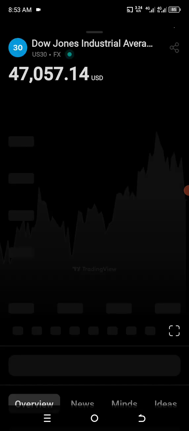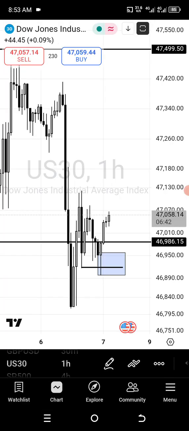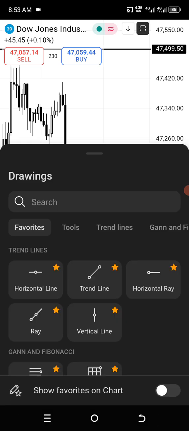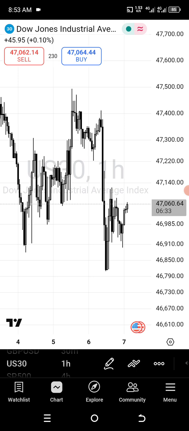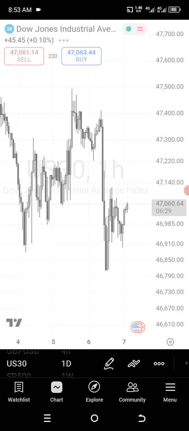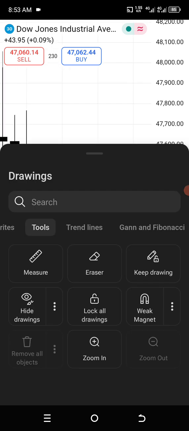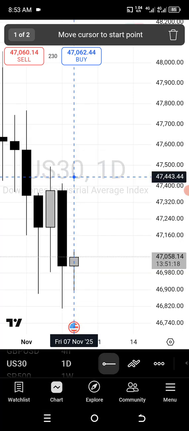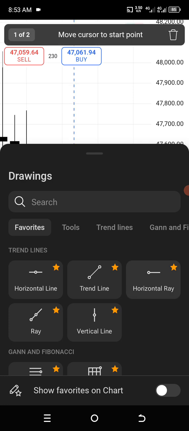US30 and analyze. For US30, I will compare it with SP500. Let me first delete my analysis. I always want to analyze it from the beginning so you guys understand my thought process, starting from the higher time frame before I go down to the lower time frame. If I go to my daily time frame, you can see my candle range low because there are three basic candles. This is my candle range low, and that is my candle range high.